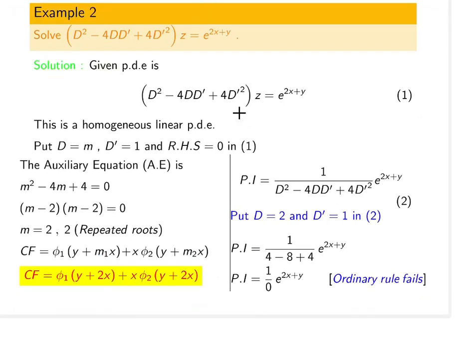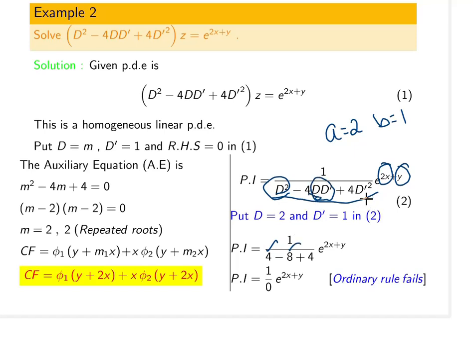The particular integral is 1 by f of D comma D dash into e power 2x plus y. So this is our f of D comma D dash. Here the coefficient of x is 2 and the coefficient of y is 1. Therefore we take a is equal to 2 and b is equal to 1. So replacing, instead of D we replace 2. Therefore 2 square is 4. Instead of D we replace 2 and instead of D dash we replace 1. 2 into 1 is 2. So 2 fours are 8.